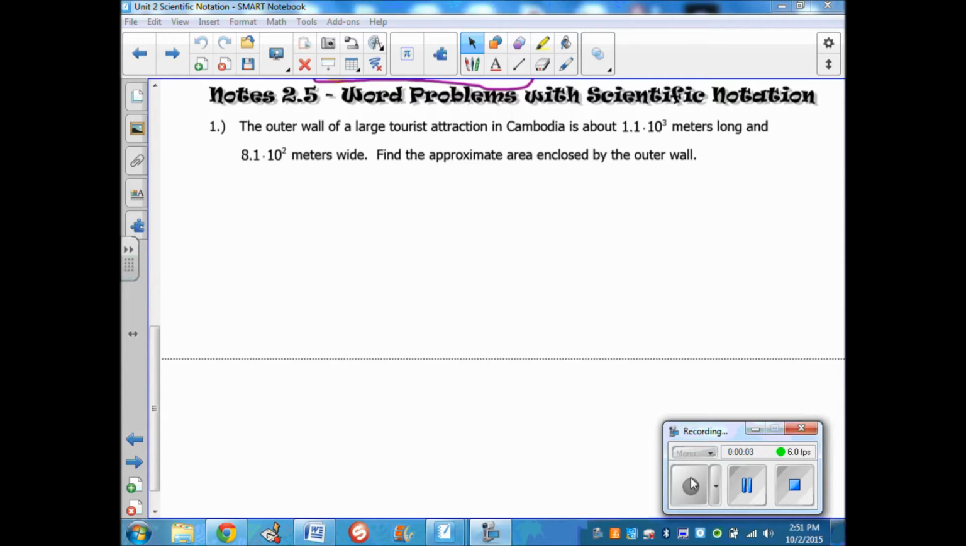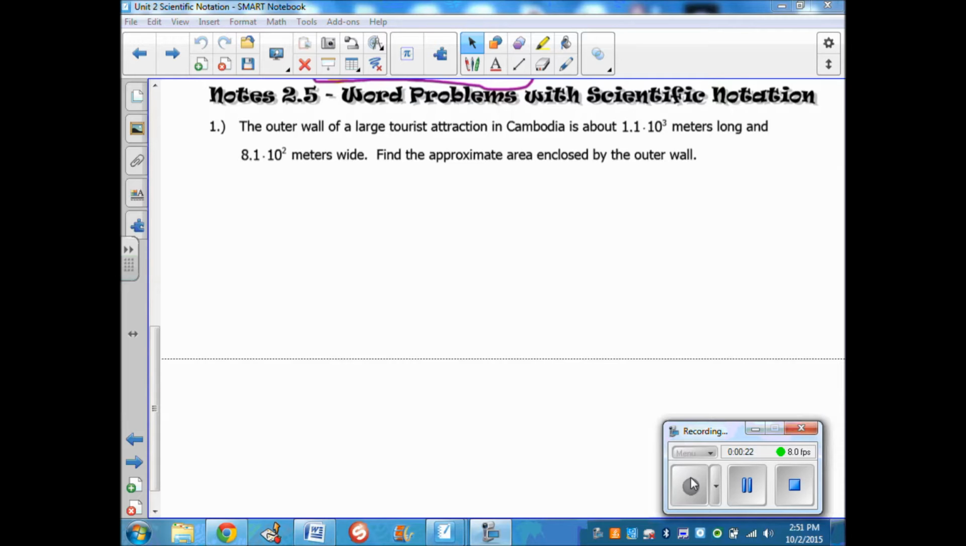Notes 2.5, word problems with scientific notation. So we've learned adding, subtracting, multiplying, and dividing. We know how to adjust numbers to put them into proper scientific notation. We know how to go from scientific notation to standard form. Now let's take and apply them.